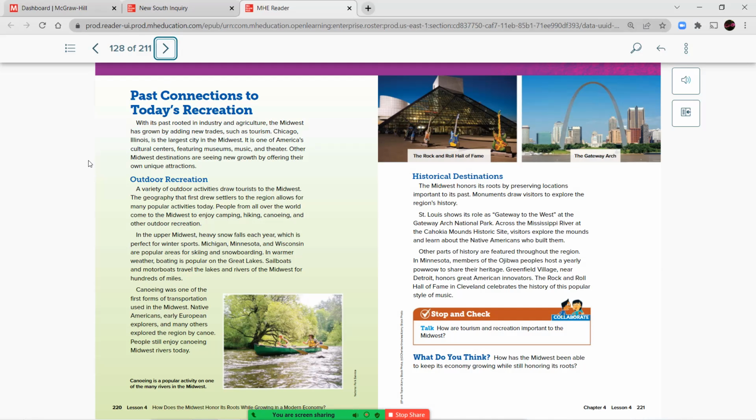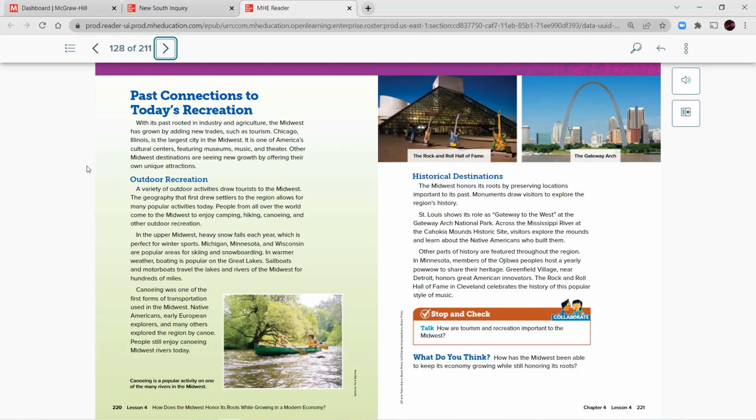Past connections to today's recreation. With its past rooted in industry and agriculture, the Midwest has grown by adding new trades such as tourism. Chicago, Illinois is the largest city in the Midwest. It is one of America's cultural centers, featuring museums, music, and theater. Other Midwest destinations are seeing new growth by offering their own unique attractions.